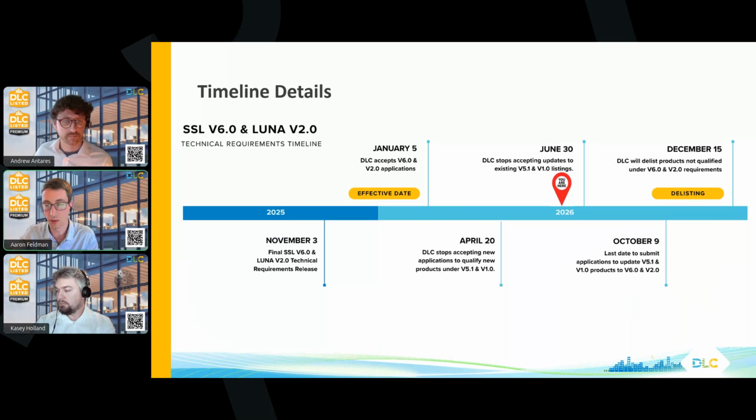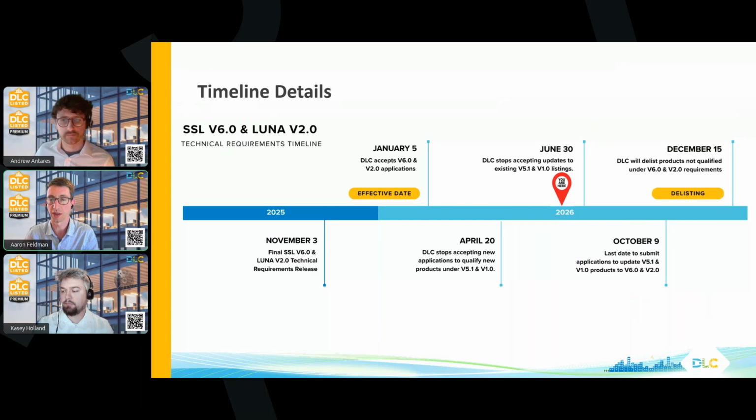So the question was, if they submit a simplified update application and the application extends beyond the deadline, what would happen? So applications for version 6, simplified and conventional, anything to update from 5.1 to 6.0 is October 9th, and that's to give time for reviewers to process those applications before the December 15th deadline.